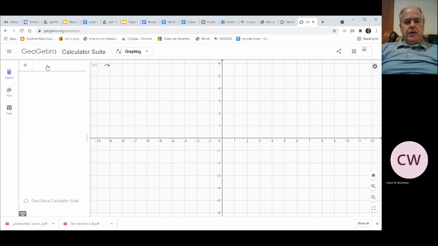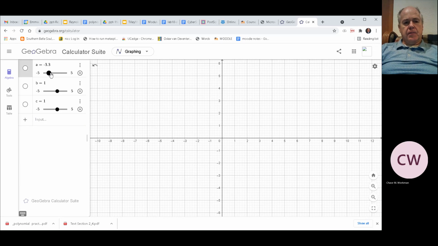I can just type a letter a and a letter b and a letter c, and GeoGebra will give me a slider that lets me adjust that variable. And I can even click play, and it'll adjust that variable up and down just to see the effect of that variable. And I can stop the adjusting of that variable. So we have variables a, b, and c.